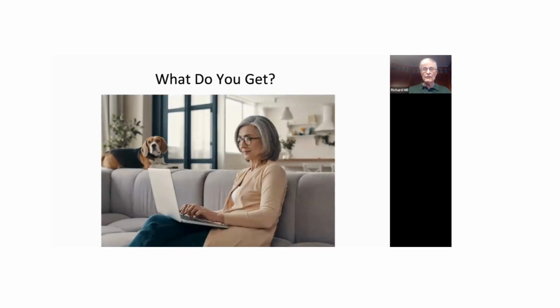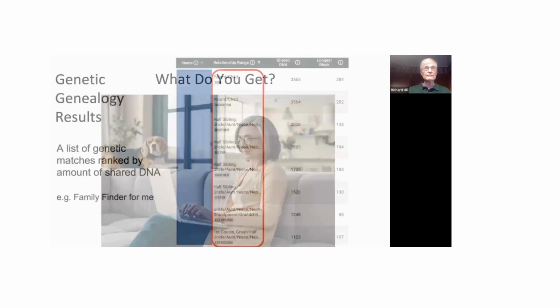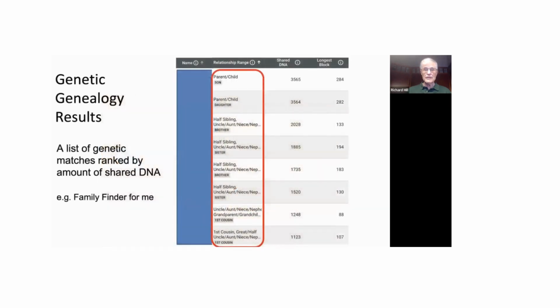So what do you get from a genetic genealogy DNA test? Well, you can learn many things, but I'm going to start with what's most important. Using my Family Finder autosomal DNA test as an example, here's the key report you get from each test. It's a list of other users who share DNA with you. Now, I have covered the names for privacy. The default order lists them in descending order of how much DNA they share with you.